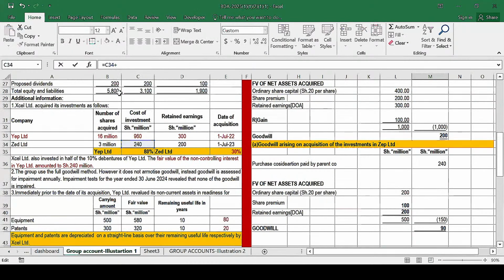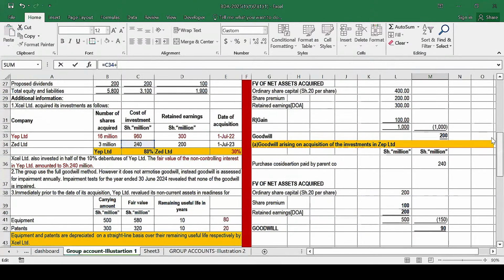To this, we add the parent company's group share of the post-acquisition retained earnings of the associate. So basically what we need to know is that at the date this company was acquired, its retained earnings was this one, 200. This one is called pre-acquisition.